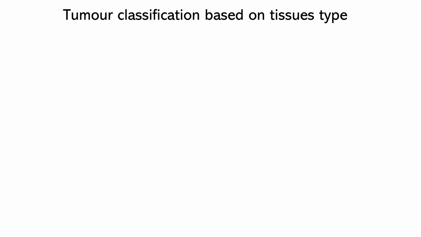So here we are showing the tumor classifications based on tissue, and there are at least 5 different types. So we have carcinomas, we have sarcomas, we have leukemia, we have also lymphomas and myelomas. Now we're going to see which tissue are affected by each cancer type.